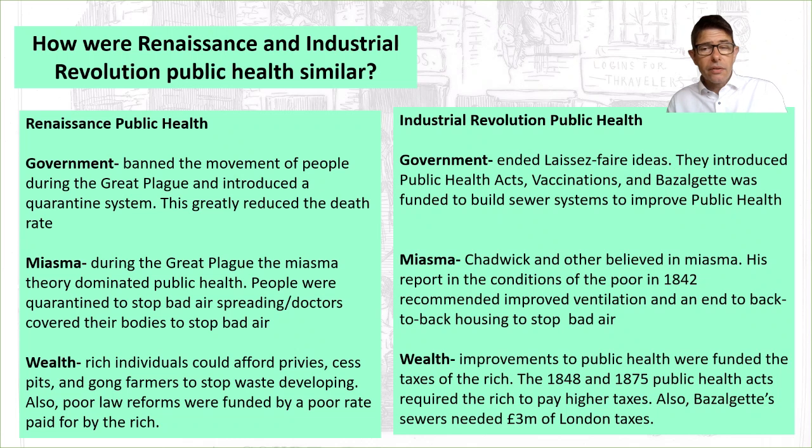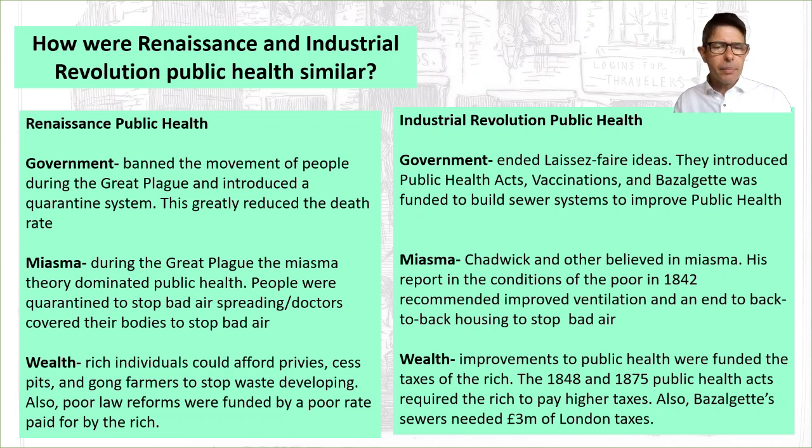So for instance, both government are improving in both time periods. In the Great Plague in Renaissance time, the government's really getting involved. Obviously in the 1800s, the government's ending laissez-faire ideas, their public health acts, vaccinations, sewers, all improving.